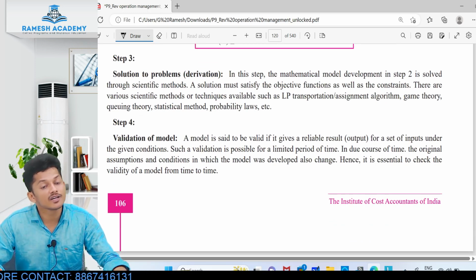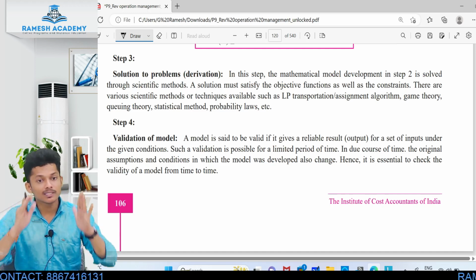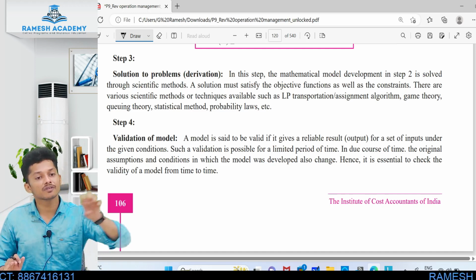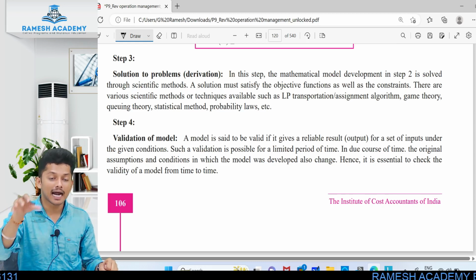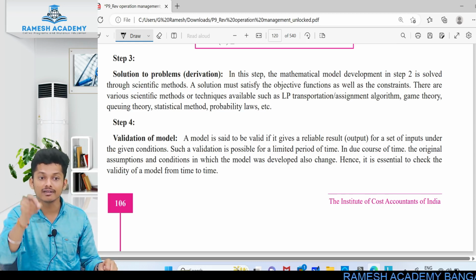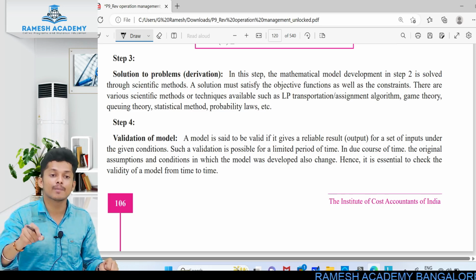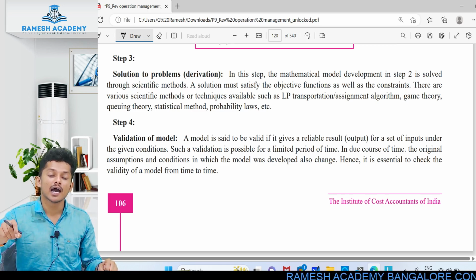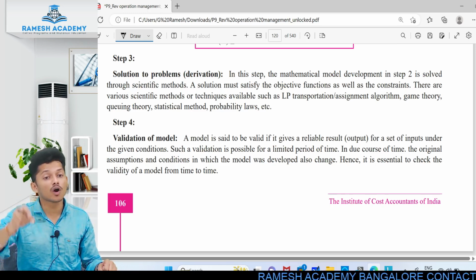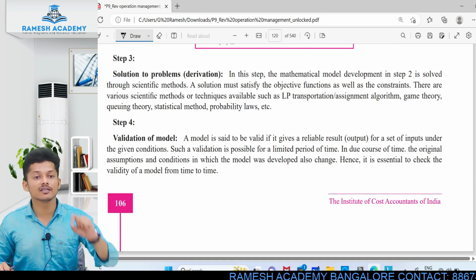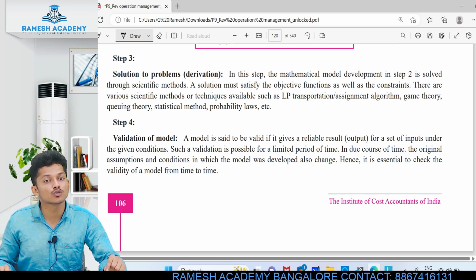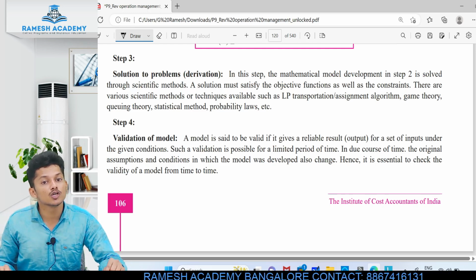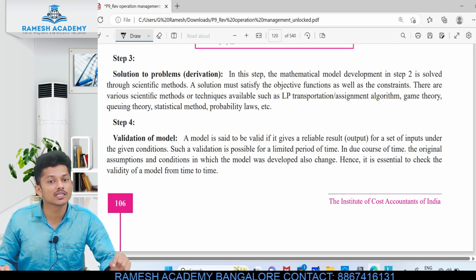Okay, derivation is what, you know, a problem is created and you have taken the model also, and under that model you should derive properly which is dependent, which is independent, and which to be applied on what and where. That is a derivation. In this step, the mathematical model developed in step 2 is solved through the scientific methods. So a solution must satisfy the objective function as well as constraints.